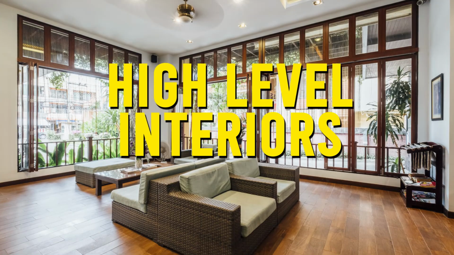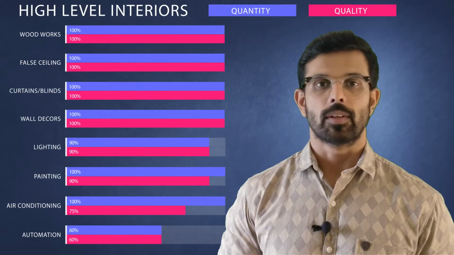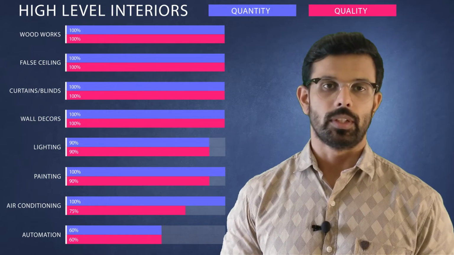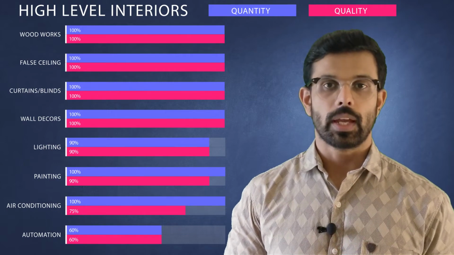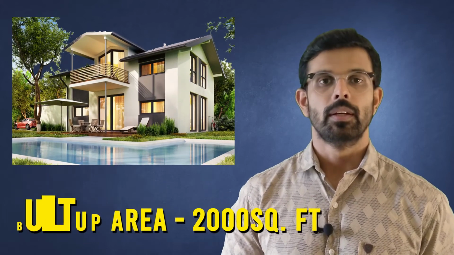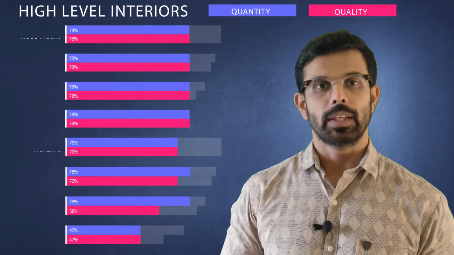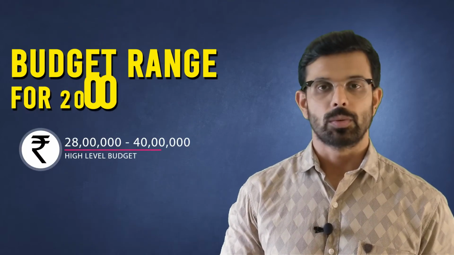Let's call it the high level interior requirement. If you are planning to do interiors for a house in which you want all the latest technologies, plus you want to bring in all new furniture and also want to add a great depth of design style to your house, then this costing idea might work out for you. For this, let us consider an example of a 3 BHK house with 2000 square feet built up area. With this level of expectation, you can keep the cost per square feet starting from Rs 1400 to Rs 2000. So the budget range can be between Rs 28 lakhs to Rs 40 lakhs for a 2000 square feet house.